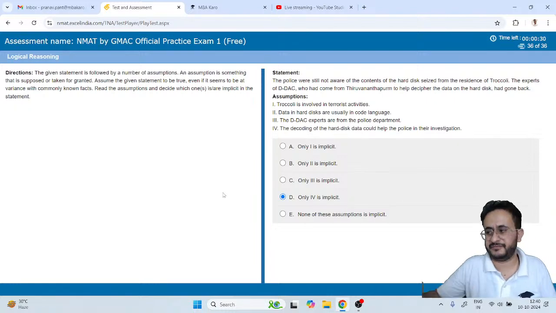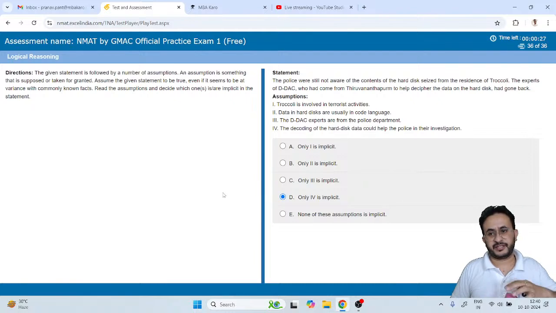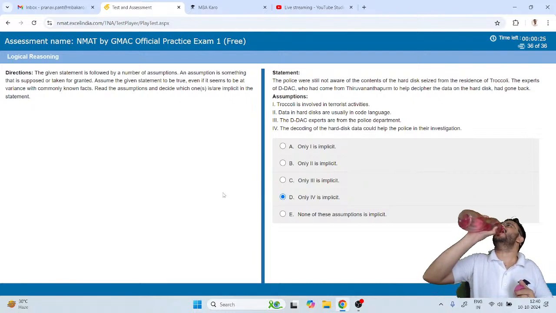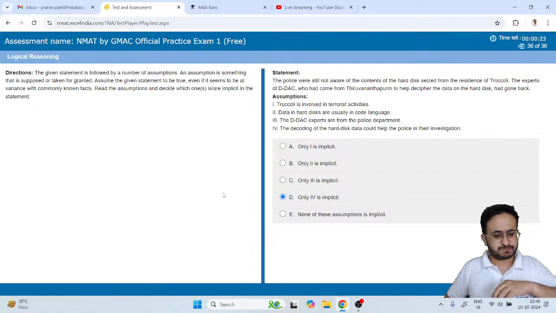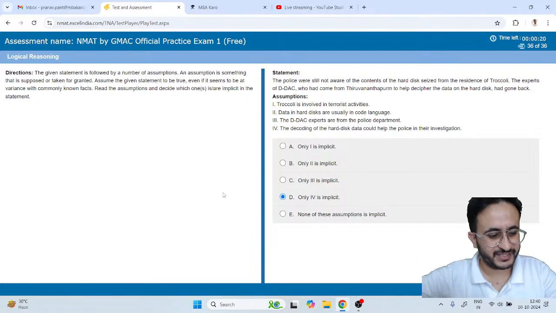And they have given only 1, 2, 3, 4. So that is easy to figure out. Okay. So done with this section also.